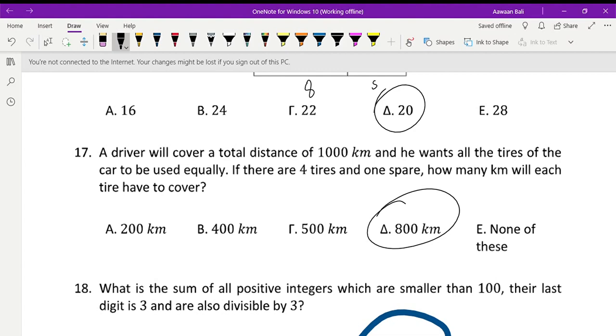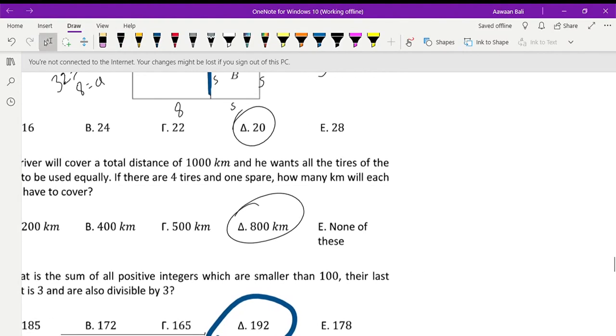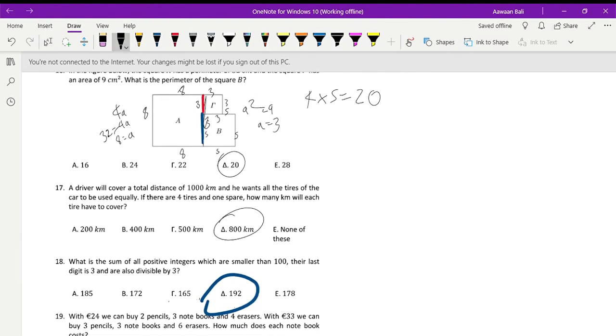That means if the distance is 1,000 kilometers, each tire is going to cover 1,000 kilometers, and 4 times 1,000 is 4,000 kilometers. So all of the tires have to cover 4,000 kilometers anyway. And if the driver wants to share them equally still, that means that we're still following the 4,000 kilometers, but now with 5 tires.